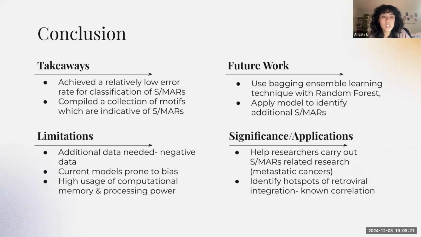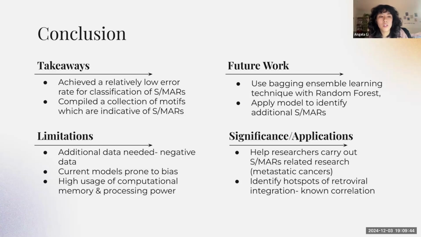However, one major limitation of our work right now is that we have an unbalanced data set. We have significantly more positive control data than negative control, so we will need to find additional data in the future. This also causes our current models to be prone to bias. So this is another thing we need to fix, as well as high usage of computational memory and processing power.